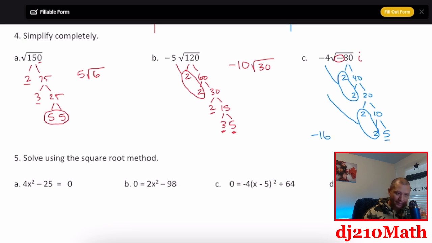And then the 5 is single, stays inside, and we can't forget about the i. The i was already out. You always want to take the i out first. That's the first thing you're going to take out.